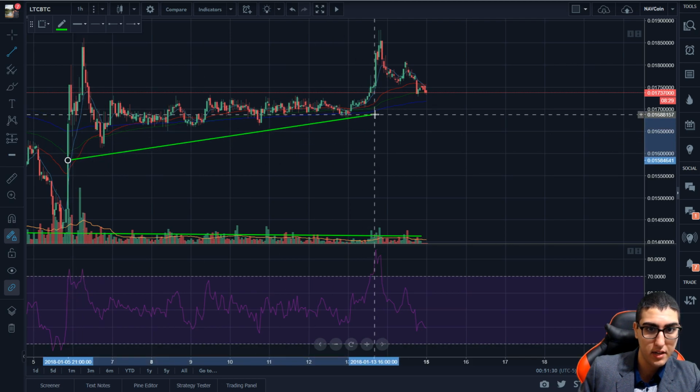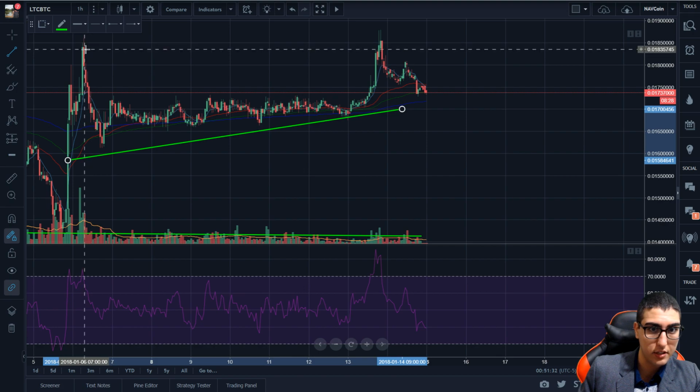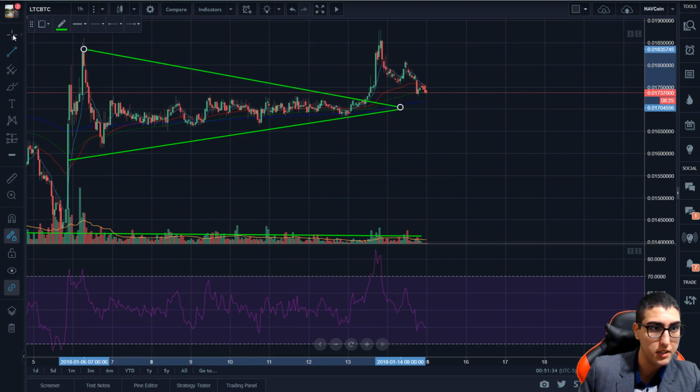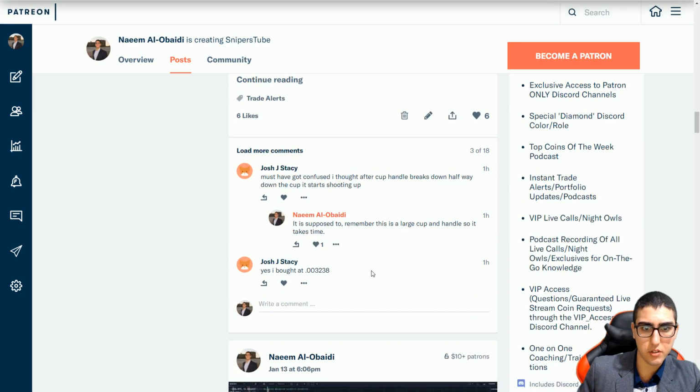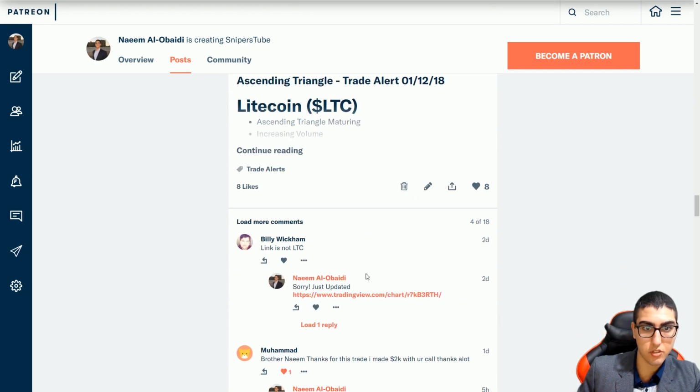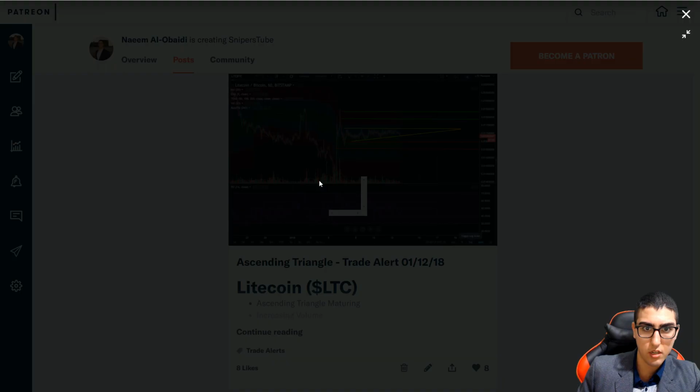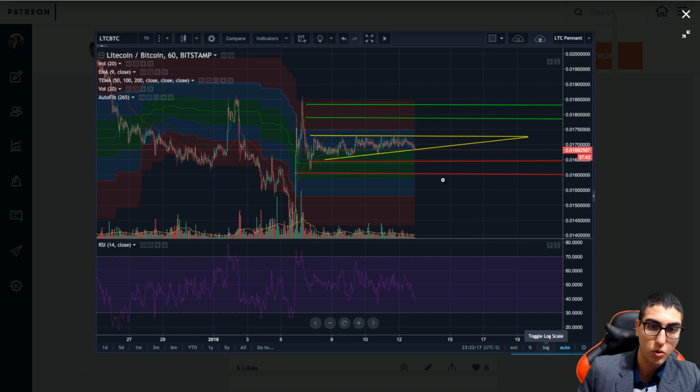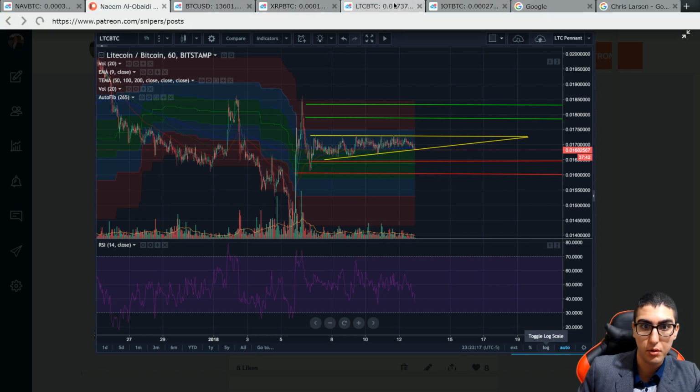You can see we actually predicted this one on our Patreon as well. If you guys go on our Patreon trade alerts, once again, if you are receiving these trade alerts, if you go here, we did post this Litecoin pennant that was forming, and you can see now we have broken out of that officially.